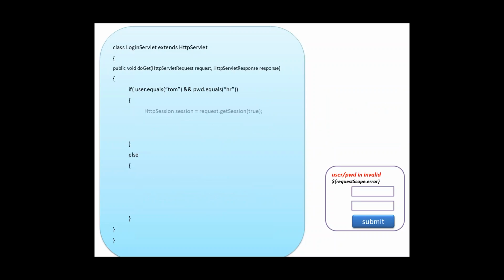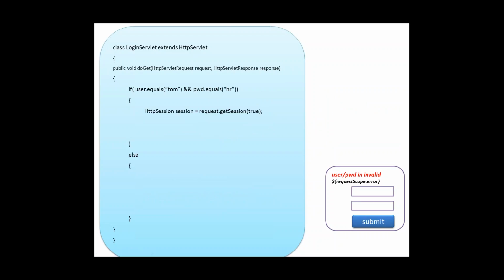If the username and password is valid, why is getSession being executed on the request object? Because whenever you are working with Tomcat or any servlet API, the container creates the session object, you don't. Okay, you cannot call new HttpSession. The way to get the session object in your servlet is you have to request the request object to give you the session.